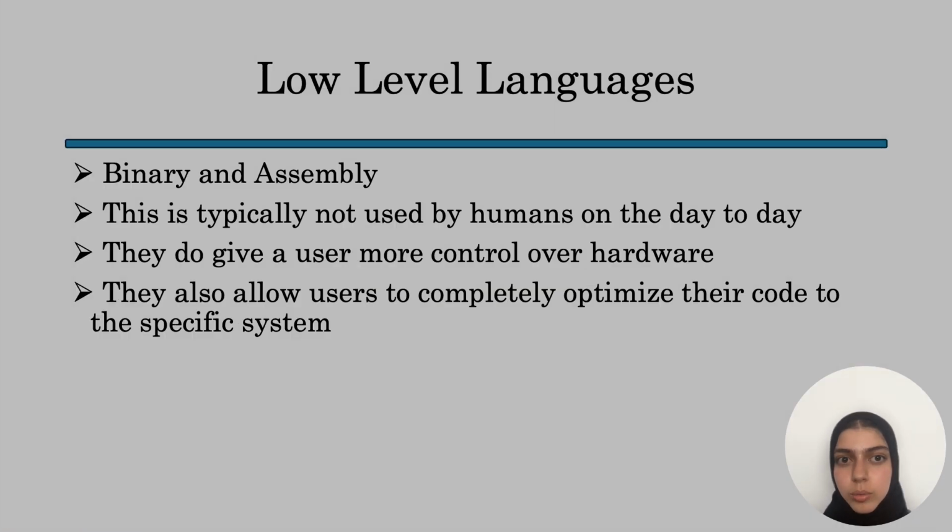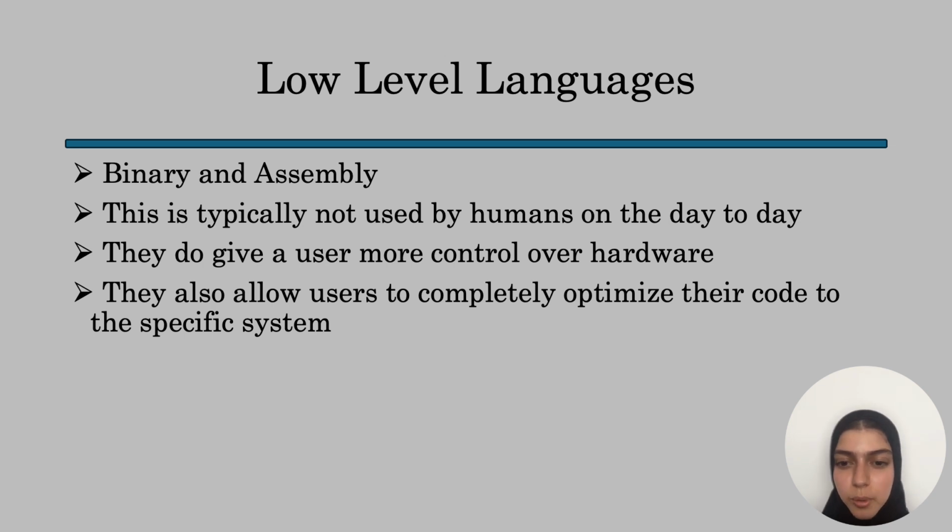So now we have low-level languages. Binary is a form of low-level language and is a form of machine code. And then we have assembly, which is like a step above it. It's easier than typing in binary, 100%, but it's still very hard, and it basically uses abbreviations and hexadecimal. BASIC is a form of this. And this is typically not used by humans day-to-day.